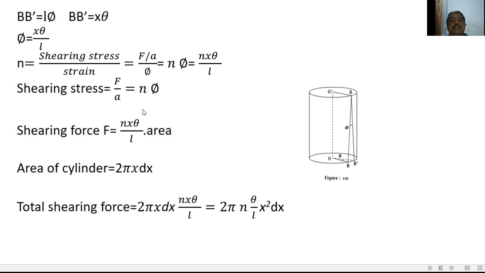Here the area is nothing but the area of the hollow cylinder, given by 2 pi x into dx. Then the total shearing force acting on the cylinder is given by 2 pi x dx eta x theta by L, that is equal to 2 pi eta theta by L x square into dx.